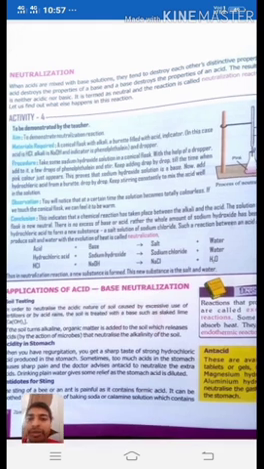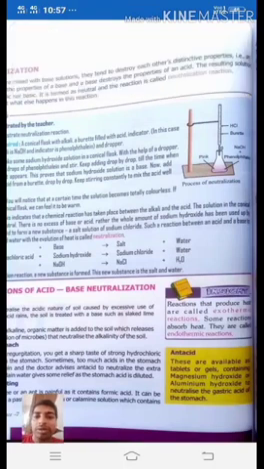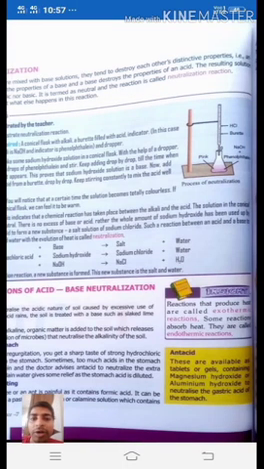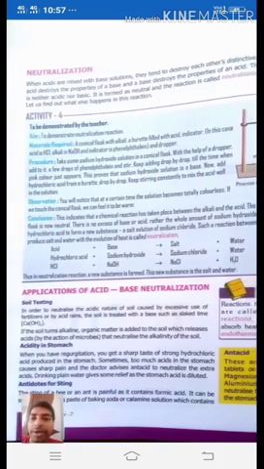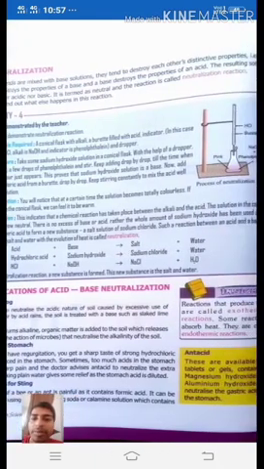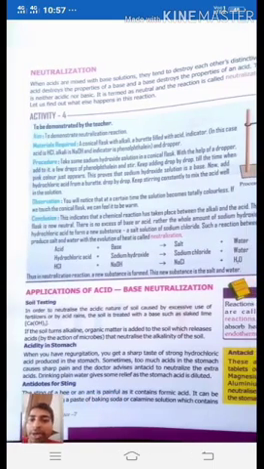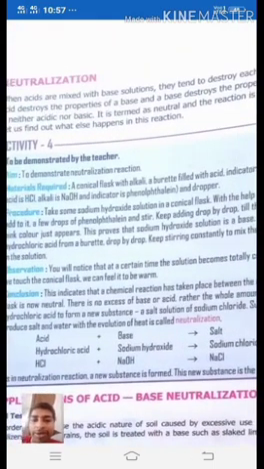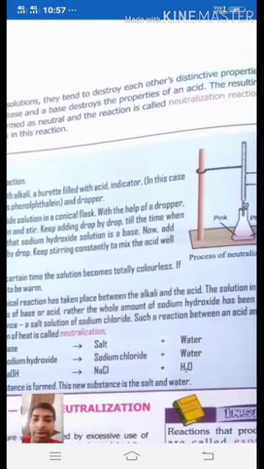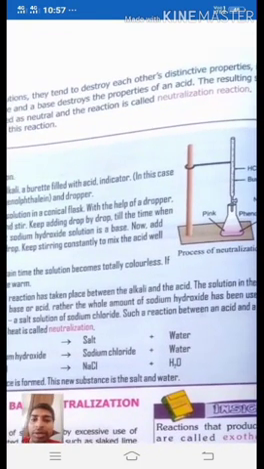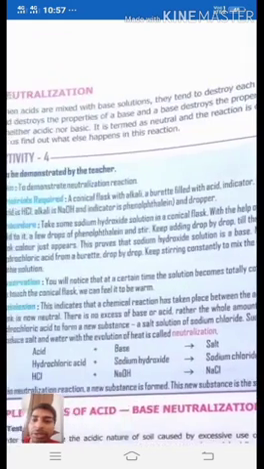When acid and base solutions are mixed, they tend to destroy each other's properties. Acid destroys the property of base and base destroys the property of acid. The resulting solution is neither acid nor base. It is termed a neutral solution, and this reaction is called the neutralization reaction.